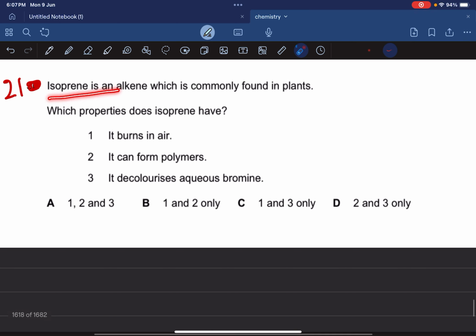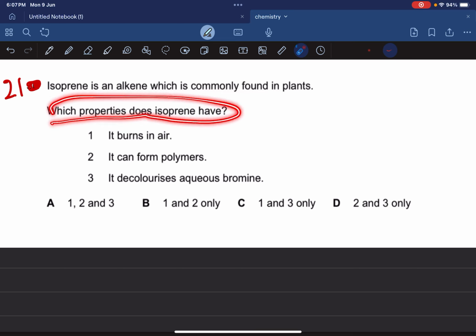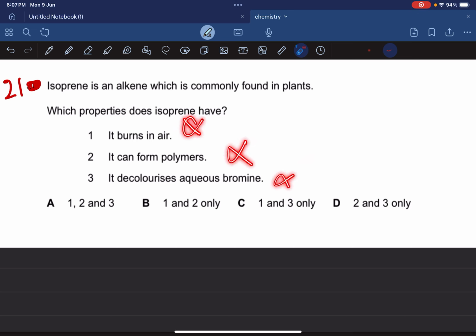Isoprene is an alkene which is commonly found in plants. Please try to do it yourself before I tell. Which properties does isoprene have? It burns in air, it can form polymers, it can decolorize bromine. What do you think? Are these correct? Are these wrong? The important thing is it's an alkene. I don't know what isoprene is, I've never seen it, so I don't know what kind of thing it is, but I know it's an alkene.